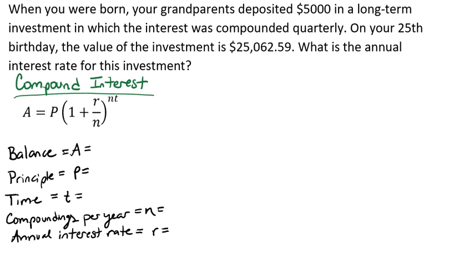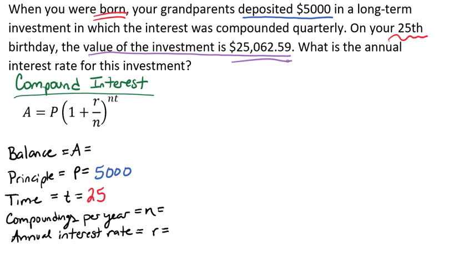So let's see what information our problem gave us. It says your parents deposited $5,000 in a long-term investment on the day you were born. That sounds like the principal investment to me. So principal investment was $5,000. It says on your 25th birthday, and they started on the day you were born, which means you had 25 years for that to grow. It says that the value of the investment on that day is $25,062.59, which would be the balance.